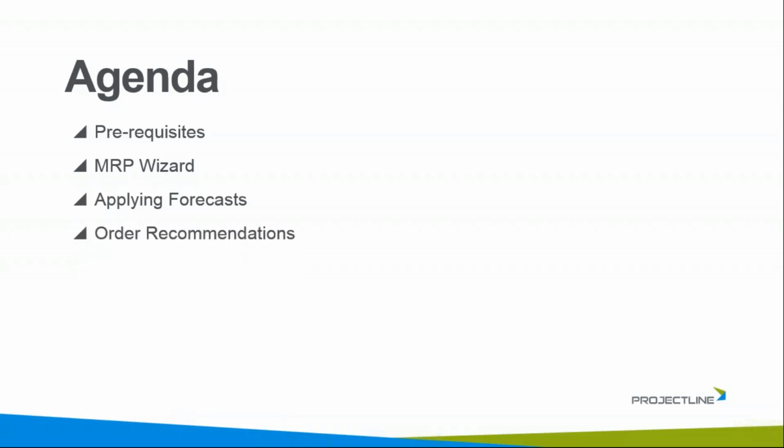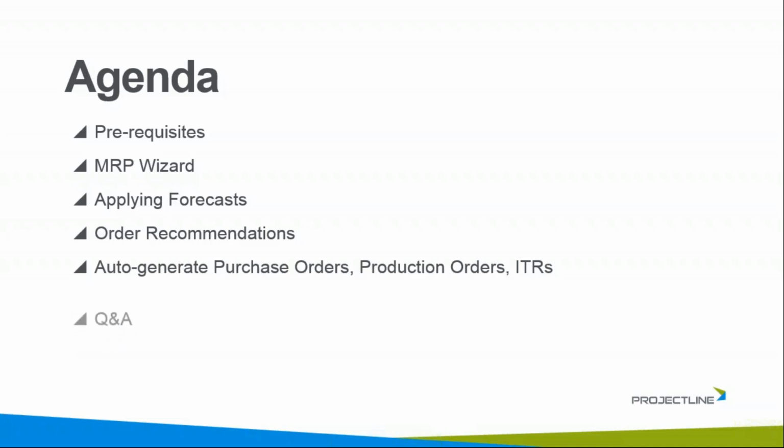And it's all about order recommendations. So we want to let the system do all the calculations for you. And then we want to view it in an easy to understand order recommendation window. And then we're going to auto-generate some purchase orders, production orders, and you can even do inventory transfer requests as well. And then we'll end things off with Q&A.